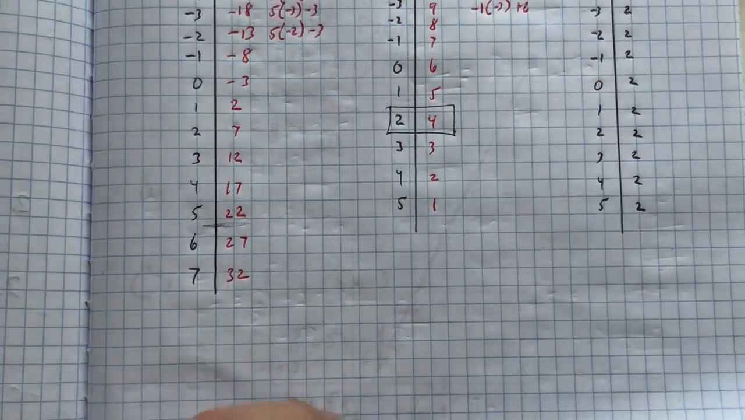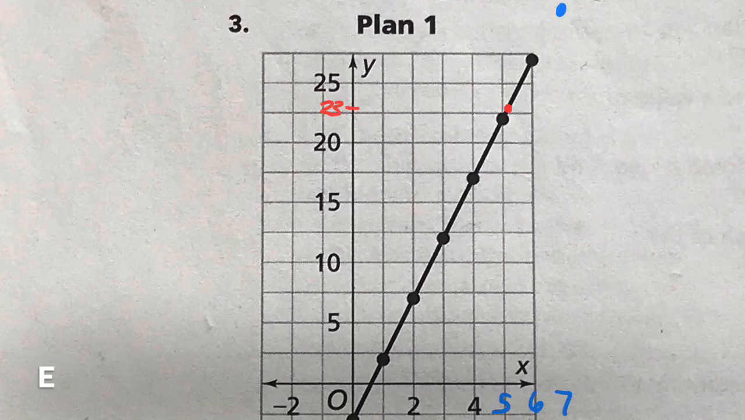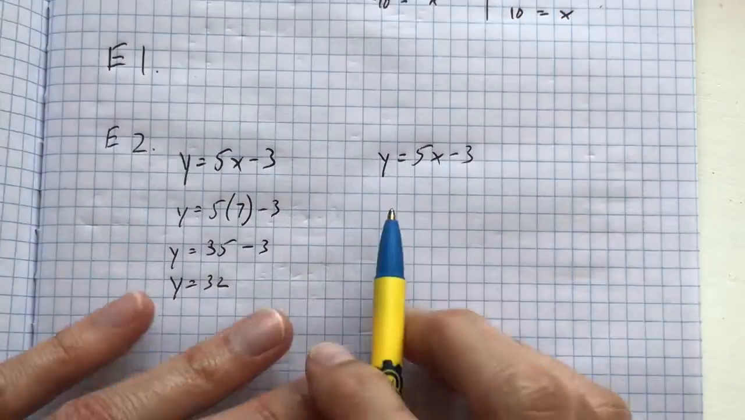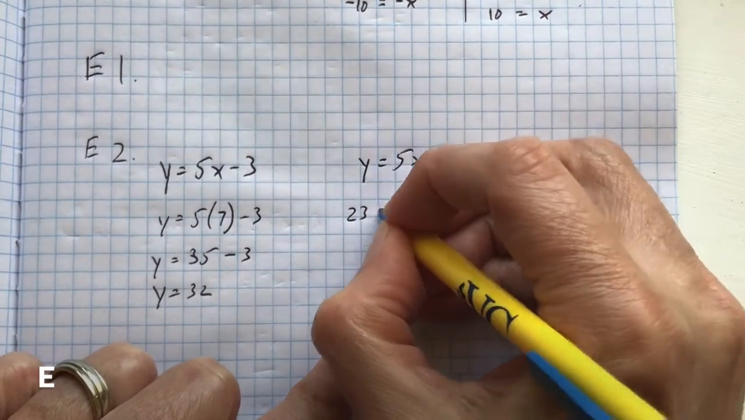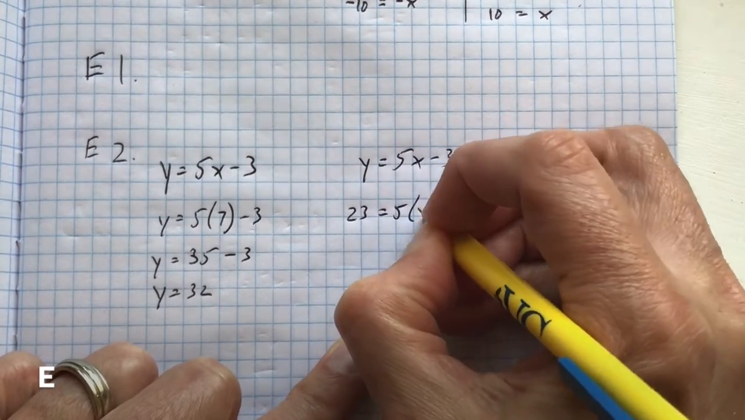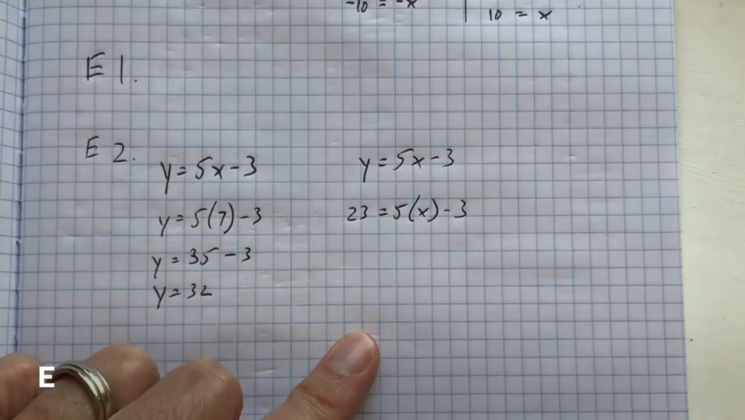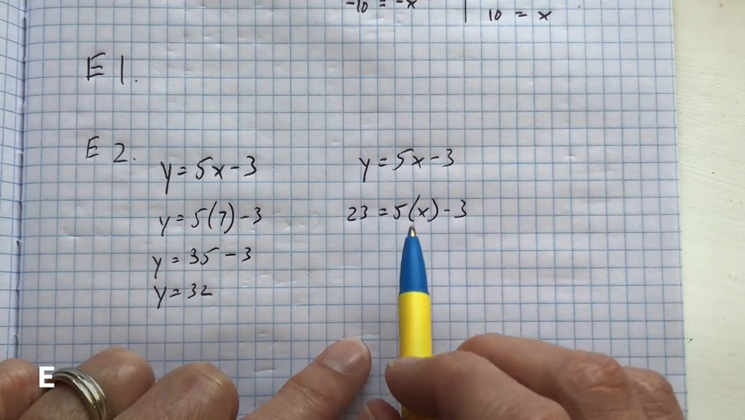On the graph, we can see that as we go up the y-axis to point 23 and go straight over to the line, it's a tiny bit past 5. And on the equation, what we actually would do is we would plug 23 in here for y this time. Try to figure out what 5x minus 3 would be for that.